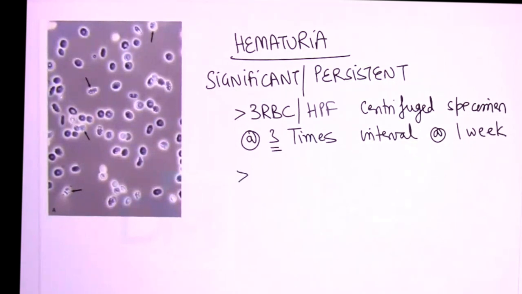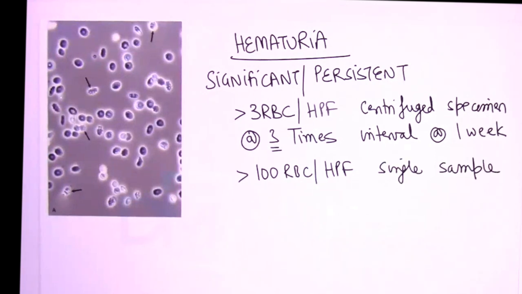Another definition is more than 100 RBCs per high power field in a single sample, or more than 3, at least 3 times over 1 week. These are the 2 definitions of significant or persistent hematuria. Here I would also like to mention that some books mention 5, but that 5 is per microliter of urine. The denominator is not high power field, it is microliter, whereas here it is per high power field.